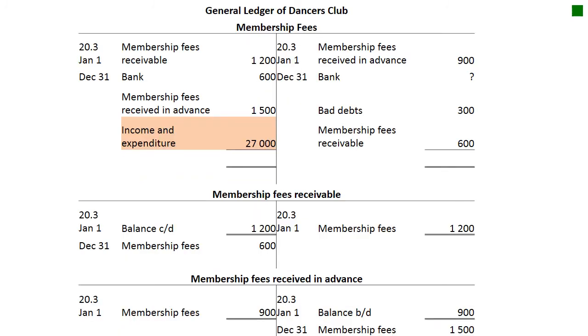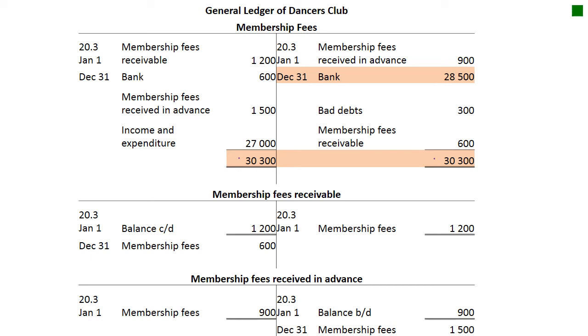So we put the 27,000 on the debit side of the membership fees account. Remember, this is a closing entry. Effectively, we're transferring the income that was earned for the year to income and expenditure. We will now be able to balance this account and work out the balancing figure, which is the amount of cash we received. So if we total the debit side, we get 30,300.